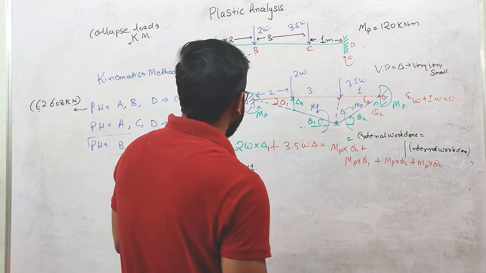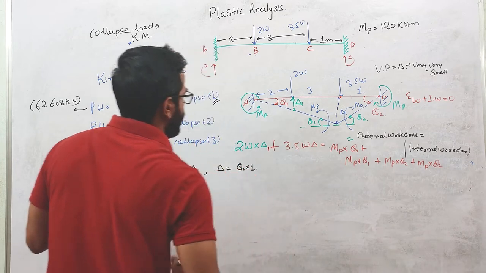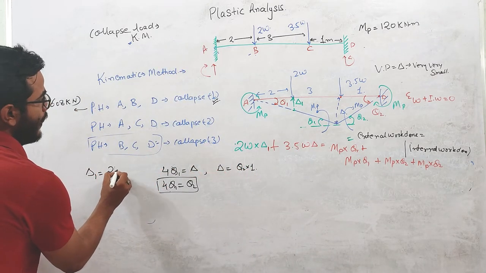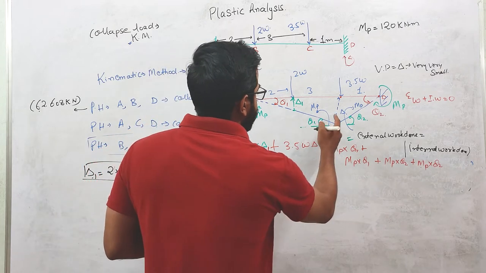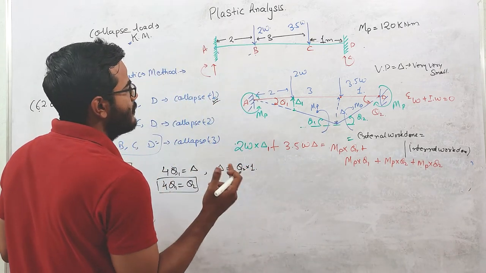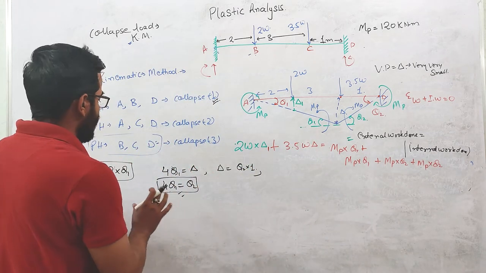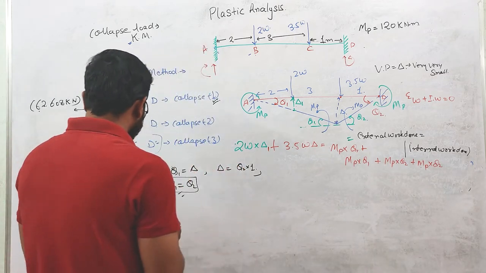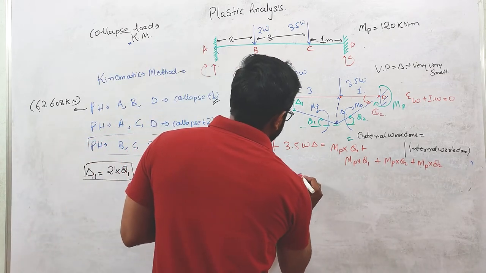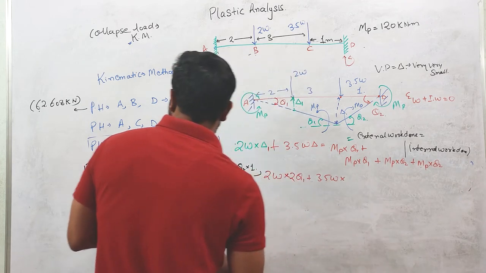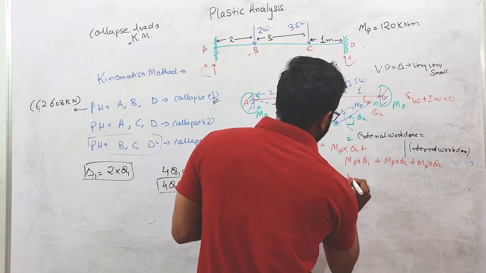Now in the next case, what is the relation between delta 1 and theta 1? Delta 1 will be equal to twice theta 1. And the relation between theta 1 and theta 2 we have already found. So I will put these values in this equation: 2W into delta 1, which is 2 theta 1, plus 3.5W into delta. What is the value of delta?